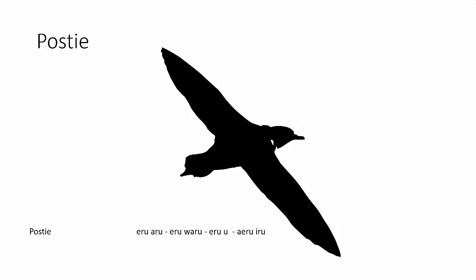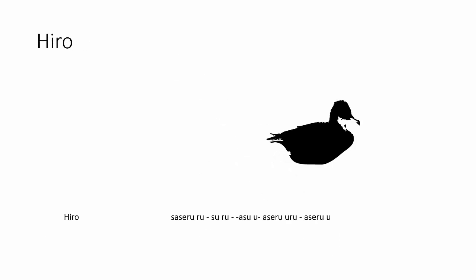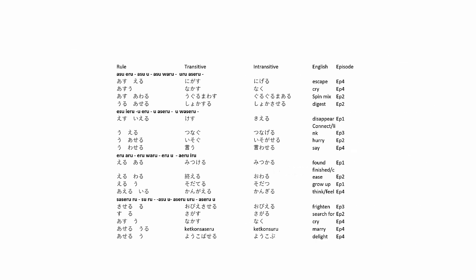There's another character in the video called Posty, and she has a mutton bird song. Eru, aru, eru, waru, eru, u, eru, iru. And hiro. Saseru, suru, asu, u, asaru, uru, asaru, u.